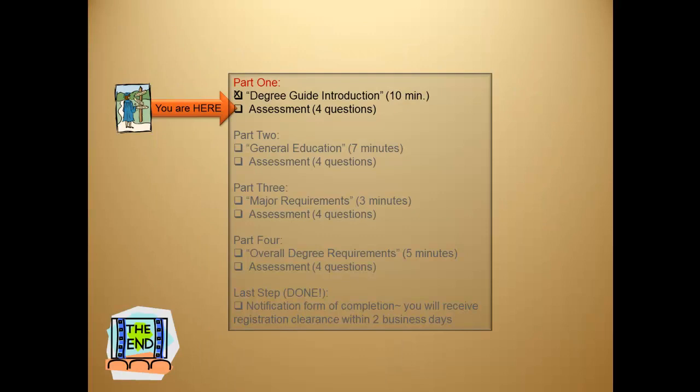You have reached the end of Part 1 of the Academic Advising tutorial. Please feel free to review this presentation if needed. To repeat, open the Degree Guide Introduction link from Blackboard. Your next step is to complete the Part 1 assessment questions.